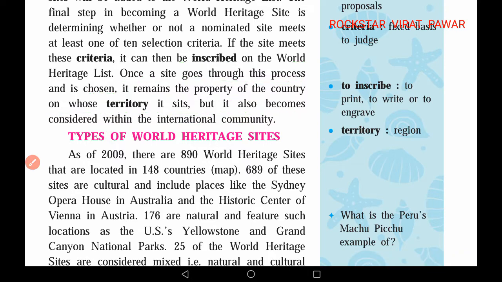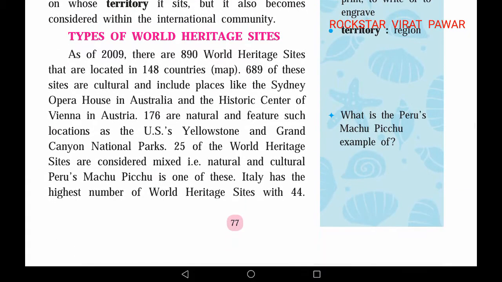Now next will be the types of World Heritage Sites. We have to know about the various types of World Heritage Sites. As of 2009, there are 819 World Heritage Sites, located in 148 countries.